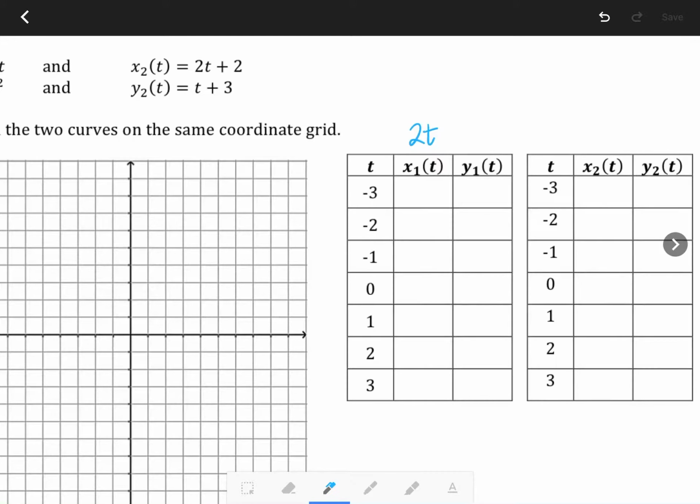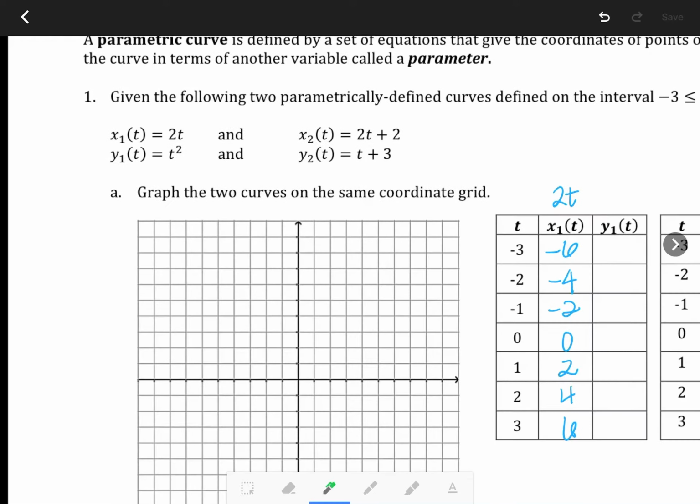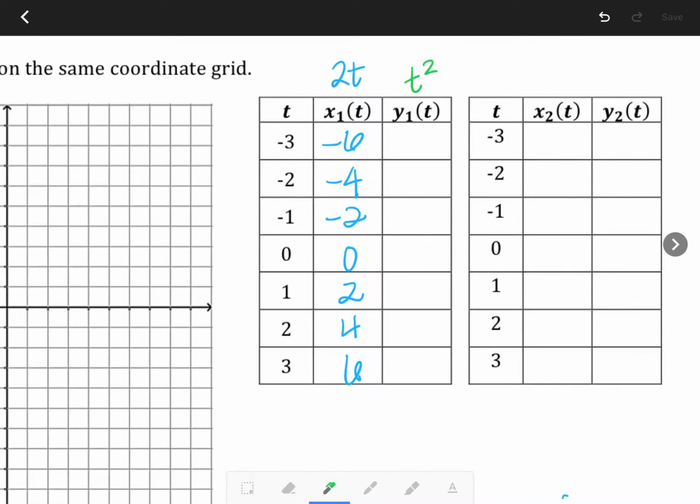So our equation that defines x is 2 times t. So this would be negative 3 times 2, or negative 6. Negative 2 times 2, or negative 4. Negative 2, 0, 2, 4, 6. And then we have a separate equation that defines y. Y is going to be t squared. So here we have 9, 4, 1, 0, 1, 4, 9.